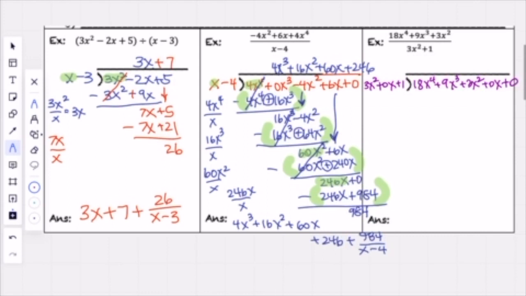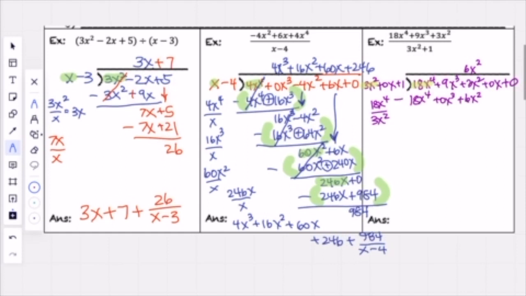All right, and just like before, this one's a little bit of a shorter problem, but we are going to focus our attention on the first terms and divide them out. So I've got 18x to the 4th divided by 3x squared. That's going to give us 6x squared, which belongs above the x squared here. I'm going to multiply it through to all the terms. So 6x squared times 1 is 6x squared. 6x squared times 0x is 0x cubed. 6x squared times 3x squared is 18x to the 4th.